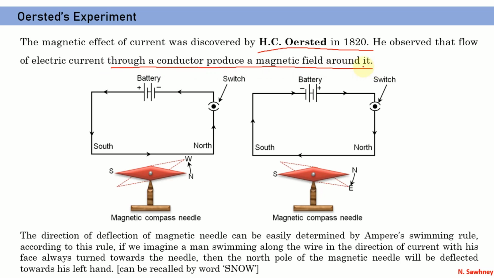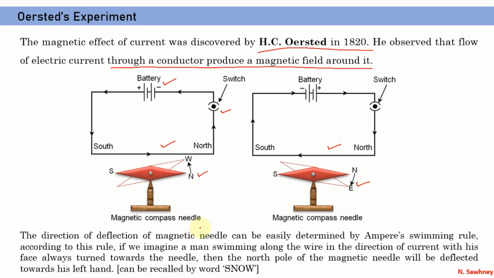For this, the setup is like this. There is a battery along with a switch, and the current is allowed to pass through the circuit when the switch is closed, and a magnetic needle is placed close to it. It has been observed that when current is flowing from south to north, the north pole of the magnetic needle deflects towards west, and when the current is flowing through the conductor from north to south, the north pole of the needle deflects towards east.